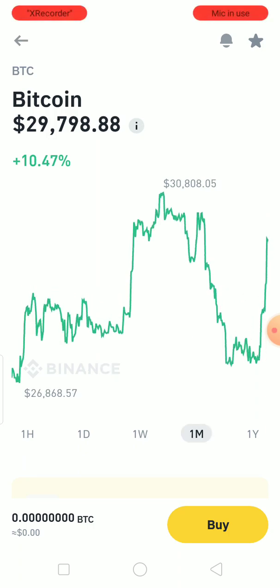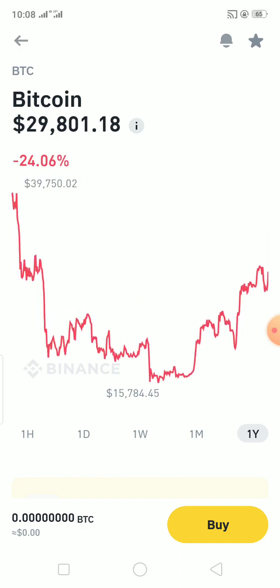We see it's 10% in a month. If you have invested 1 week ago $26,000, you have earned $30,000 now. If we talk about 1 year ago, if you have invested $40,000, today you have $15,000. This is the drawback of the Bitcoin. The highest peak was $40,000. Okay, then it dropped towards $15,000. In between, now it is $30,000.